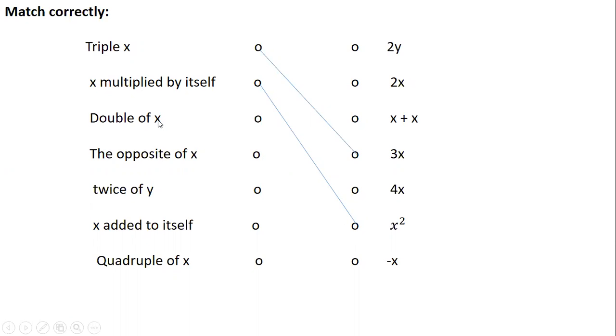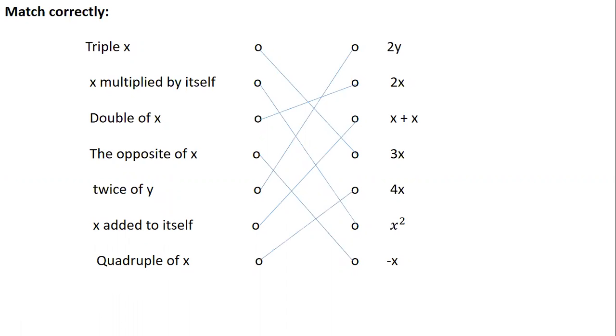Double of x means 2x. Bravo. The opposite of x is minus x. Bravo. The opposite of a positive number is a negative number. Twice of y is 2y. Bravo. X added to itself is x plus x. Bravo. Quadruple of x is 4x. Quadruple means multiply by 4.